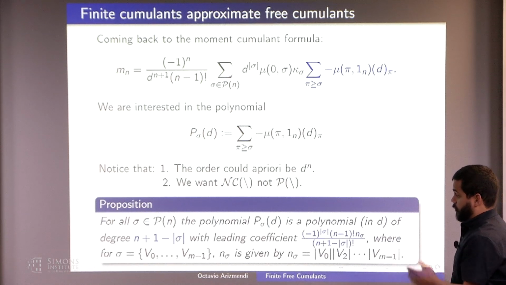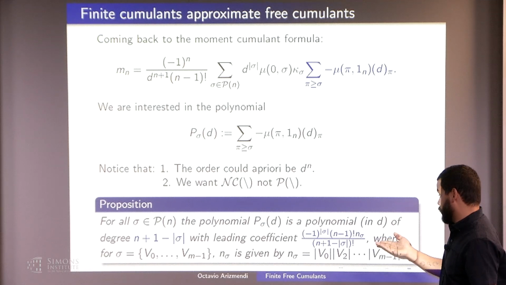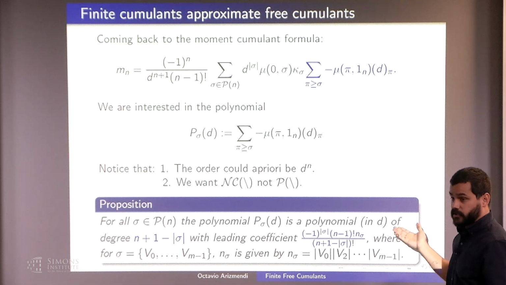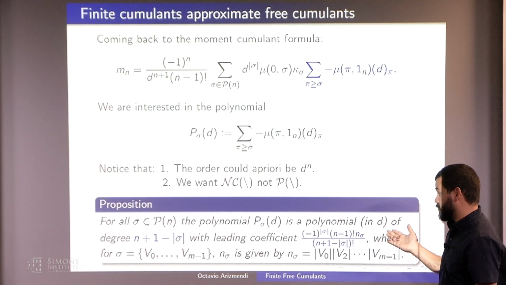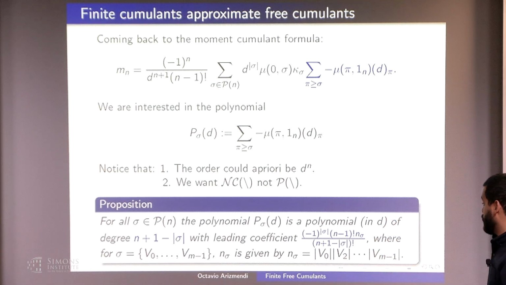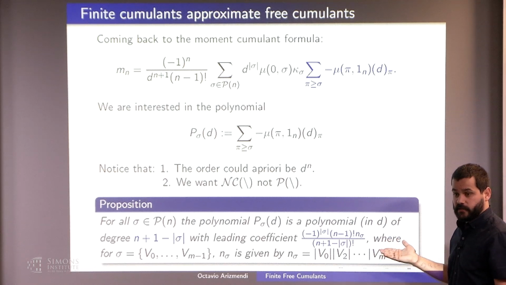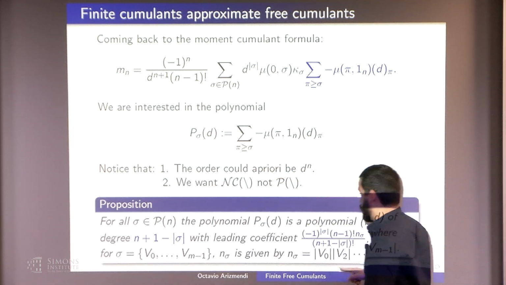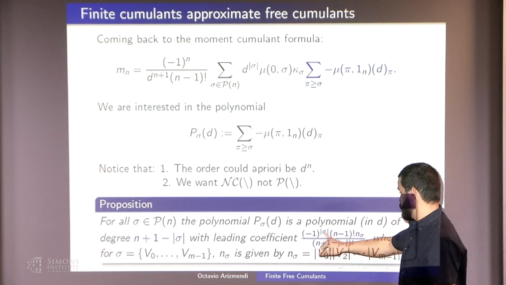Okay, and maybe the hard calculation or proposition was actually to prove that this is true. And our proof is not very nice. We use induction on n. And in fact, having a combinatorial proof of this would be very nice. Okay, so proving that this polynomial is of degree n plus 1 minus sigma, and that the leading coefficient is this one.